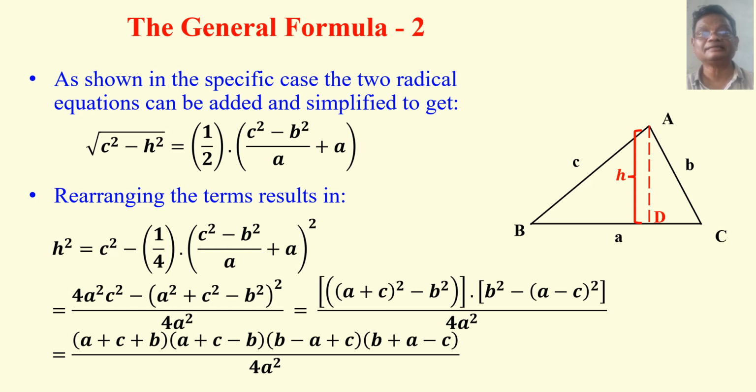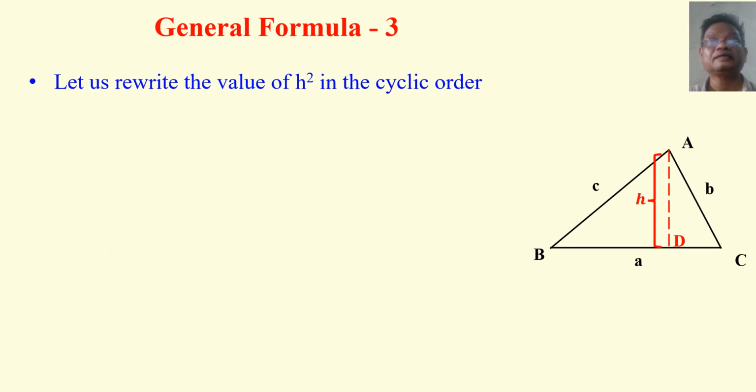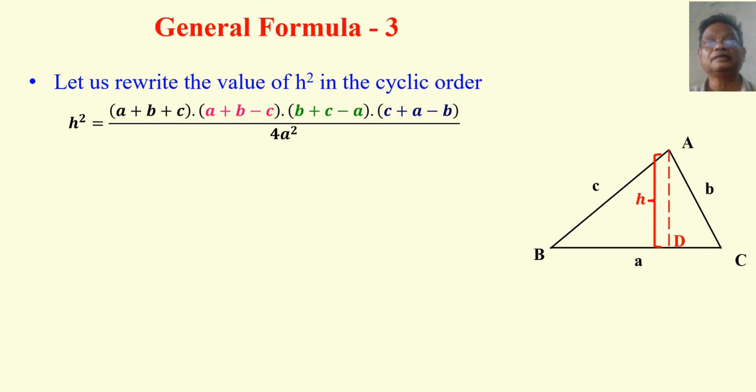Upon further simplifying and taking the difference of squares into consideration, the net result is a plus c plus b into a plus c minus b into b minus a plus c into b plus a minus c, divided by 4a squared. Let us rewrite the value of h squared in the cyclic order. h squared is equal to a plus b plus c times a plus b minus c times b plus c minus a times c plus a minus b, whole thing divided by 4a squared.